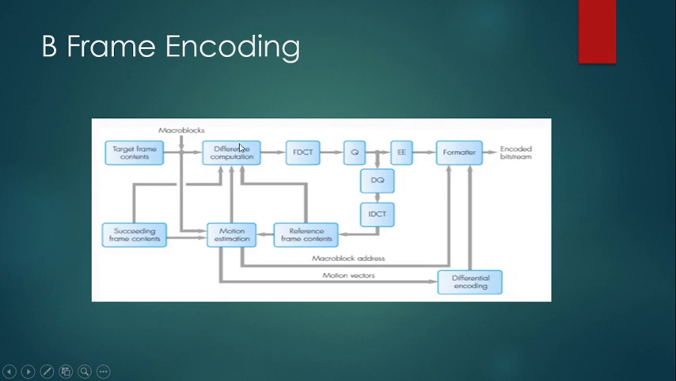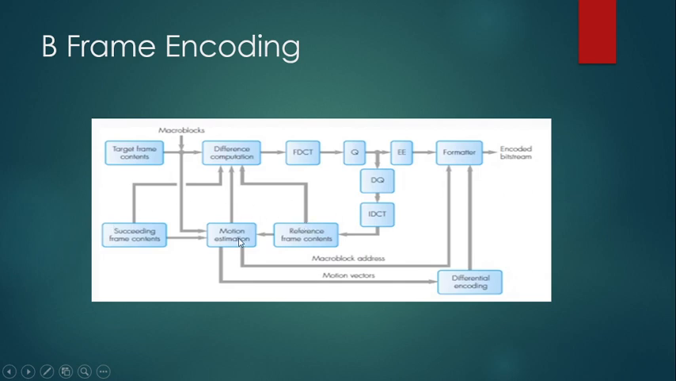So for computing the difference, we should have the previous frame as well as the succeeding frame, and the difference must be computed on the same block as that of the P frame. The only difference is that we have the succeeding frame contents also. So motion will be estimated, and the motion vector and the starting macro block address will now be encoded and transmitted.